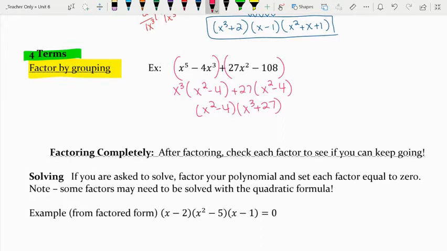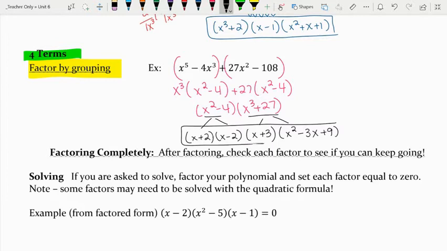The problem is both of these can actually be broken down further. This is the difference of squares, which would be x plus 2 and x minus 2. And this one's a perfect cube, right? So it's the sum of perfect cubes. So we would have x plus 3. And then we would square the first one, which is x squared, multiply them to get 3x, and square the last, which is 9. So this would be our final answer.